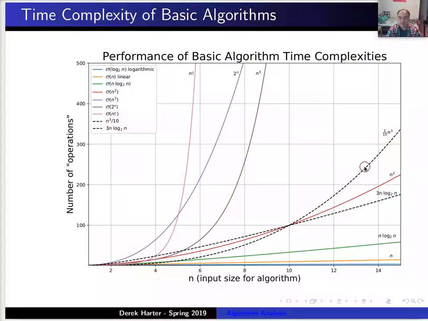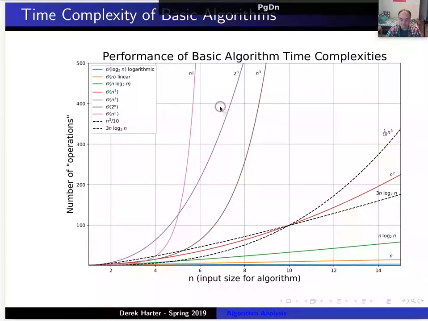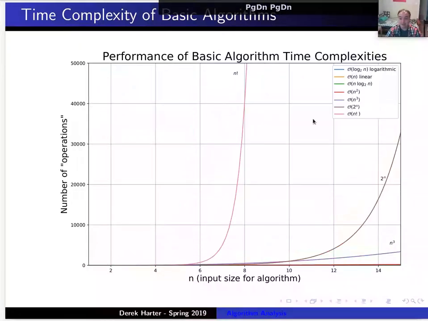So back to these exponential algorithms. I'm still cutting off higher. So instead of 500, I'm cutting off at 50,000 for the number of operations. Even that is not big enough for n factorial. When we have input size of 15, it's still much bigger than even 50,000. Although you can now see the 2^n and the n cubed. So this does give a better feeling for n cubed and n squared and n to the fourth.